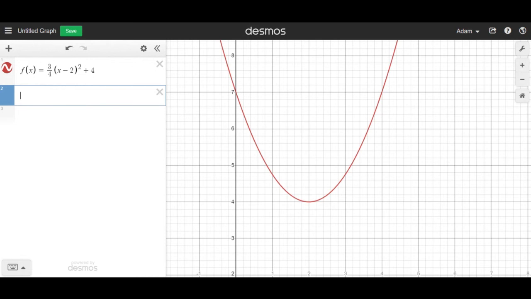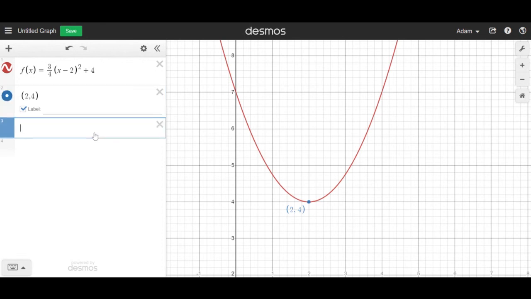Let's put the points in. We put parentheses 2, 4, close parentheses, to label it. It tells you what it is. So we know the vertex is (2, 4). Again, the vertex is where the graph changes direction. And let's put in also (4, 7), just to make sure the graph passes through that. Let's click the label, and it does.